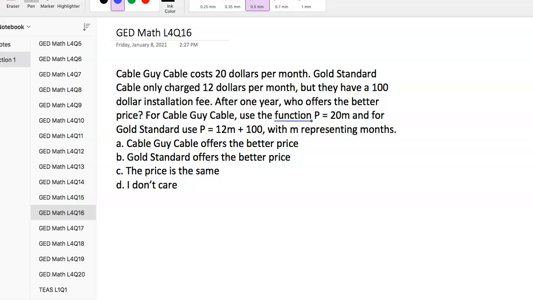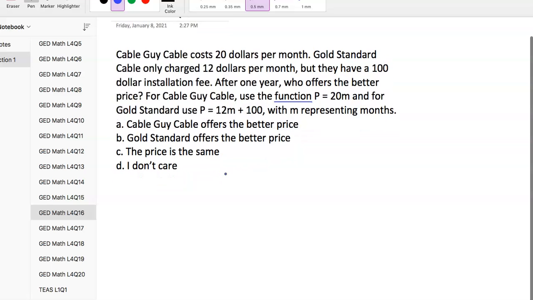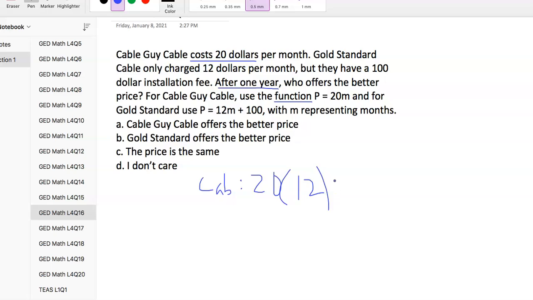All they're saying here is, okay, so for cable, first of all, it said it costs 20 per month. So we'll throw that one in there. 20 per month for 12 months, because it said after 1 year. So 20 times 12 months in a year is a total of 240, which is a lot cheaper than my cable.